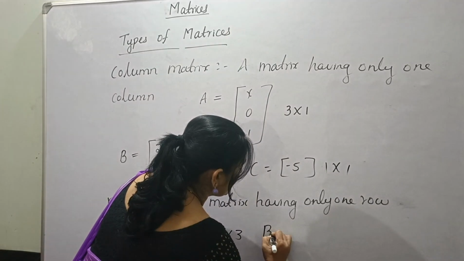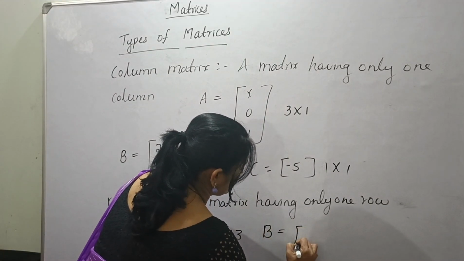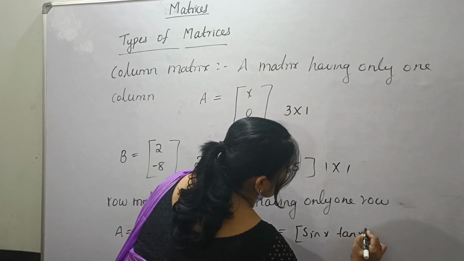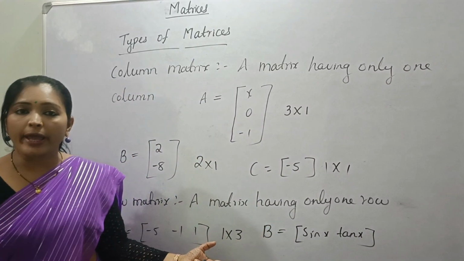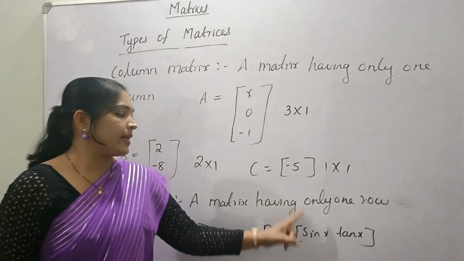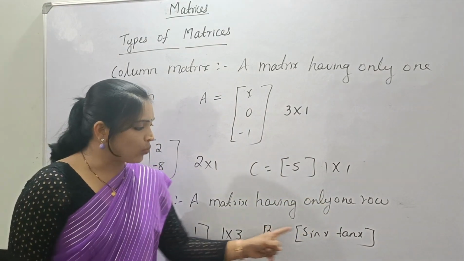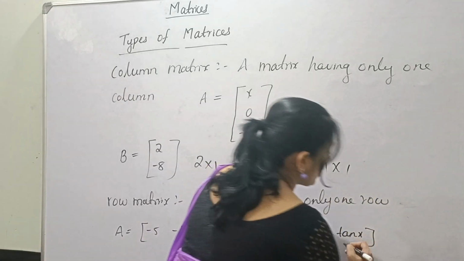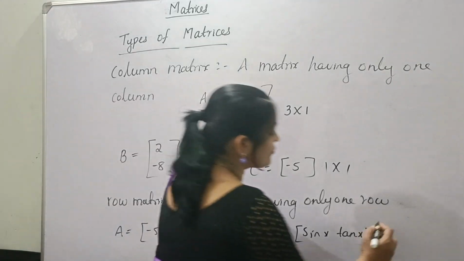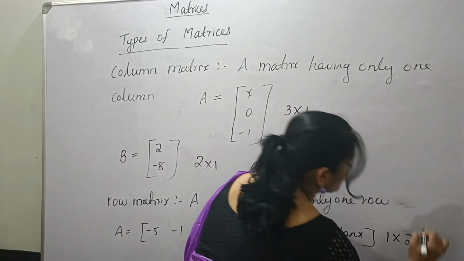Another example, sin x, tan x. See, it's also a row matrix of order 1 by 2. There are 2 columns, only 1 row. So B is a row matrix of order 1 by 2.